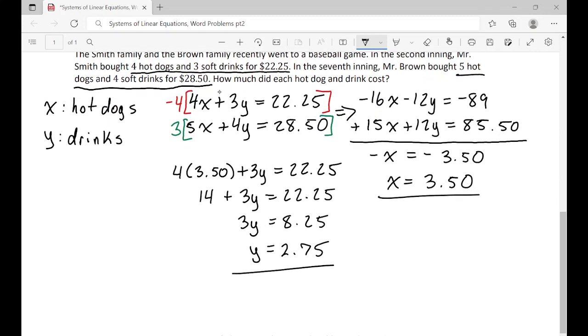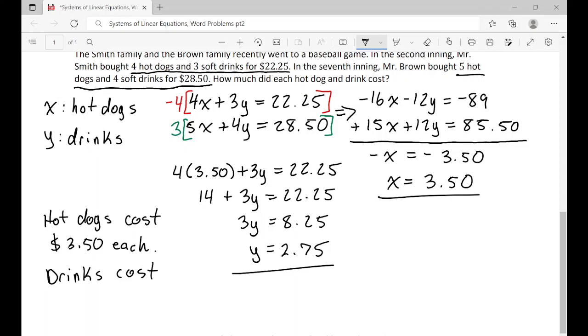Now I can answer the question, how much did each hot dog and drink cost? Well, I can say that the hot dogs cost, and hot dogs are x, so it's $3.50 each. And then drinks cost, and drinks are y, $2.75 each.